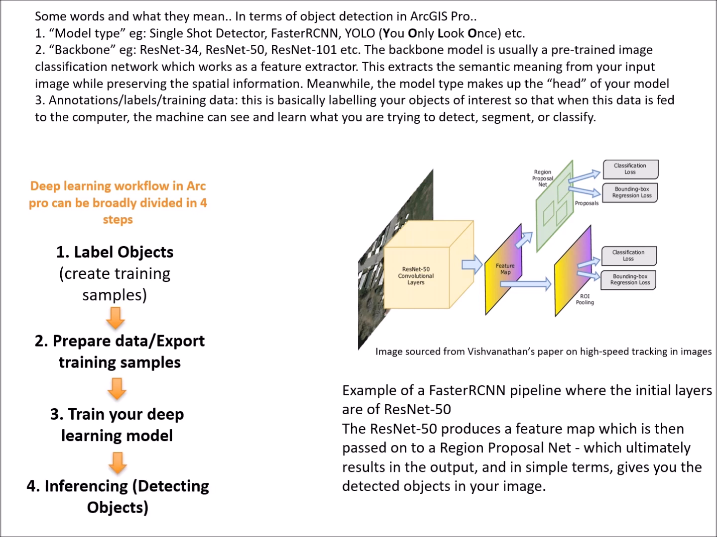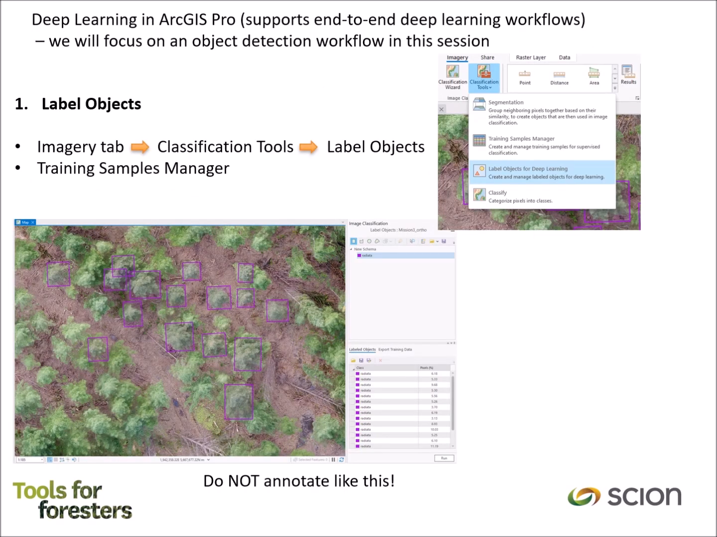Okay, so for the first step, you open up your imagery tab on the green toolbox, go to classification tools, label objects. And you also have something called the training samples manager. I have included this image on the bottom because I really want to talk to you about how important it is to create a good training data set and what you actually need to create one. The performance of your model is entirely going to depend on how you label. So do not annotate like this. I'm going to show you how to do that.